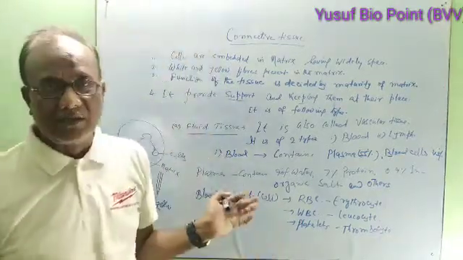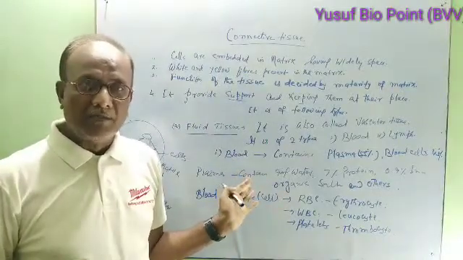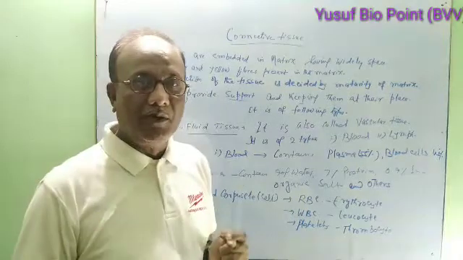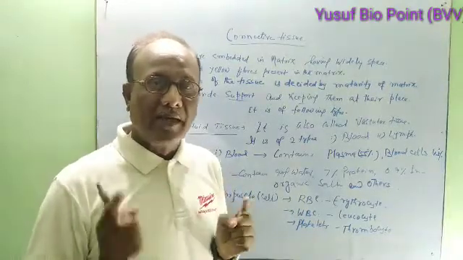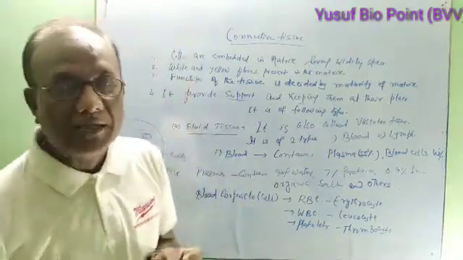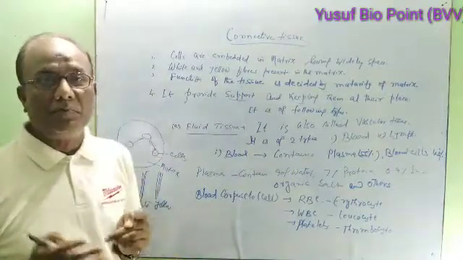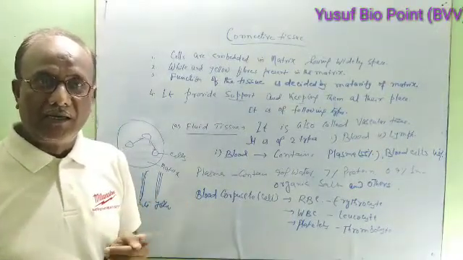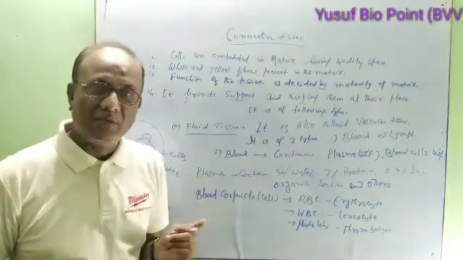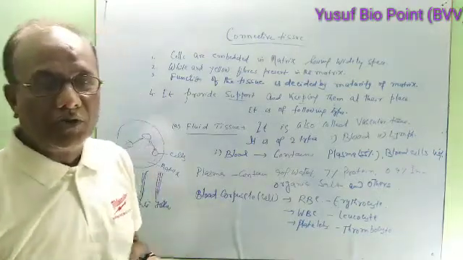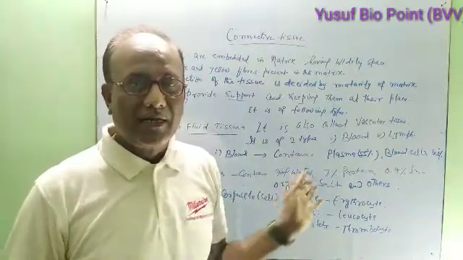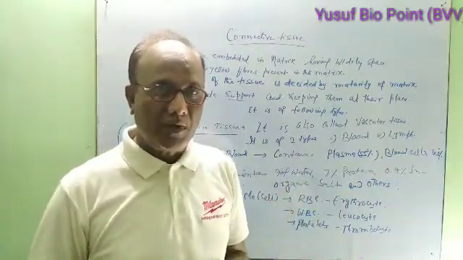Now we shall see the plasma. Plasma is one of the components of the blood. ये blood का एक घटक है, एक पार्ट है। It contains about 90% water, जिसमें पानी बहुत ज्यादा पाया जाता है, about 7% protein, 0.9% inorganic salts and others. That is the composition of plasma.